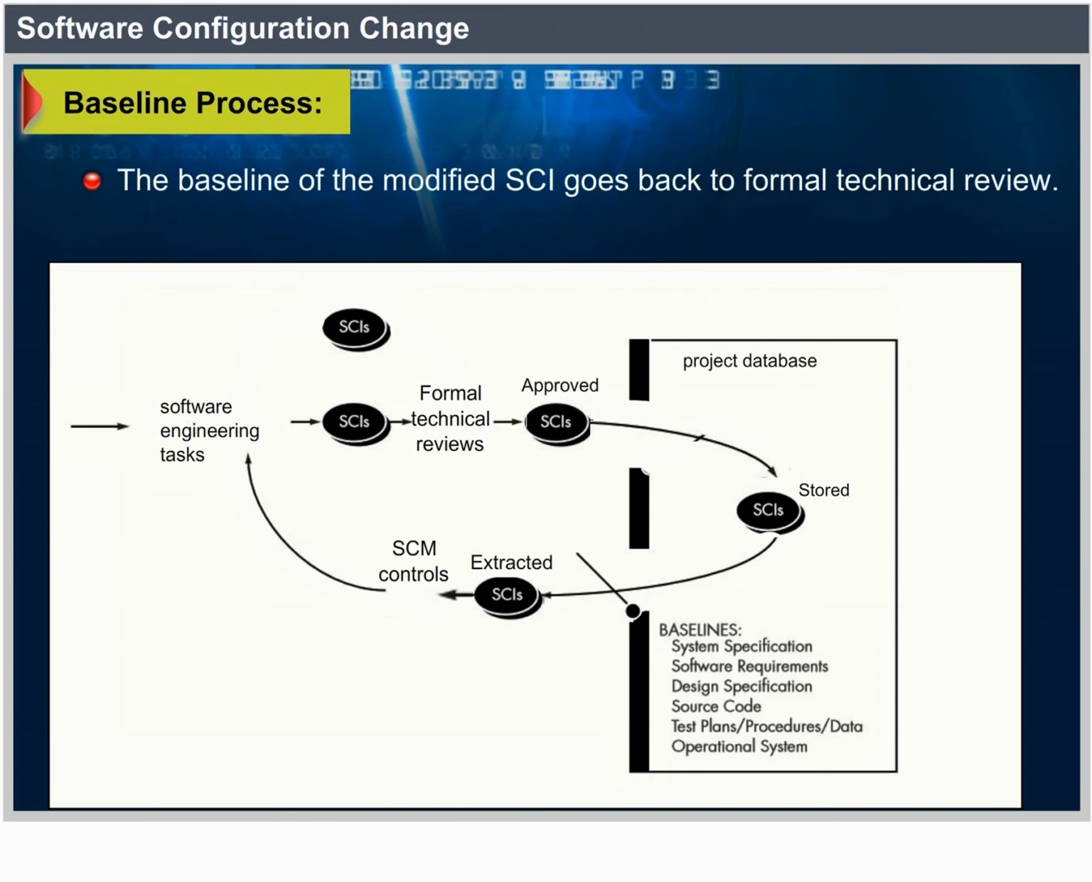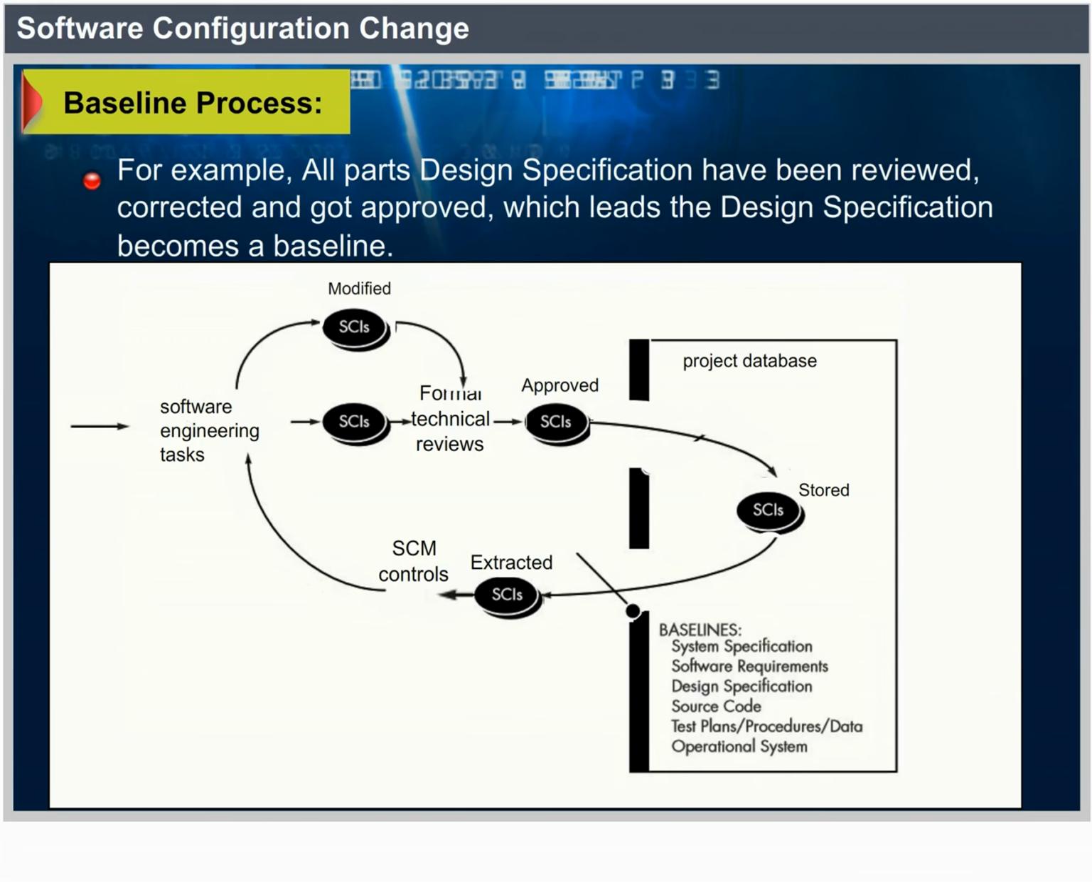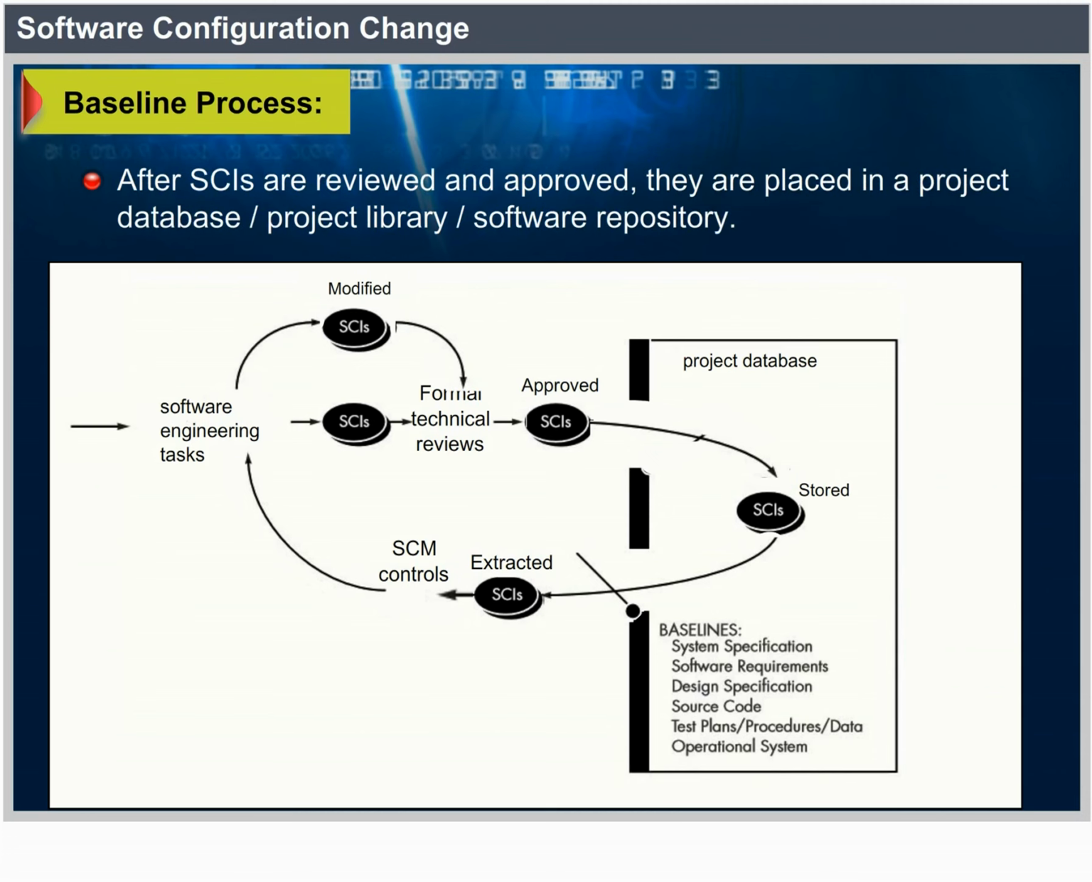For example, all parts of the design specifications have been reviewed, corrected, and then approved. The design specification becomes a baseline. After SCIs are reviewed and approved, they are placed in a project database, project library, or software repository.